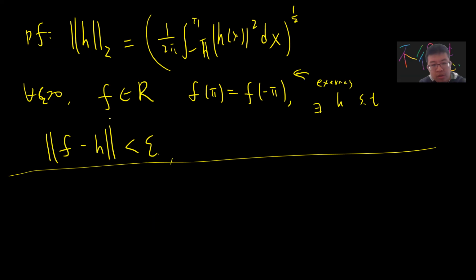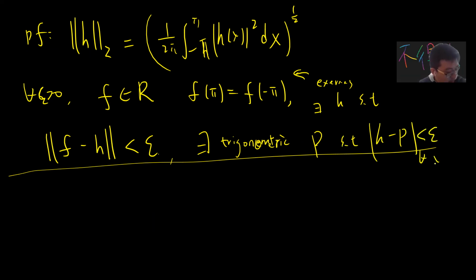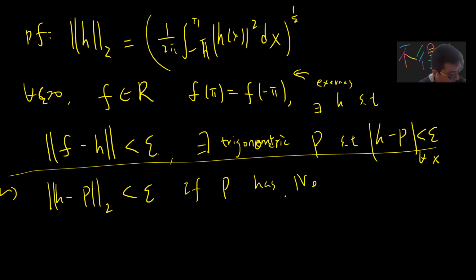Okay, and by the previous Weierstrass, you can find a trigonometric polynomial p such that |h minus p| is less than epsilon for all x. Which means you can prove that the distance in norm between h and p is less than epsilon. Okay, so let's say p has degree n0.